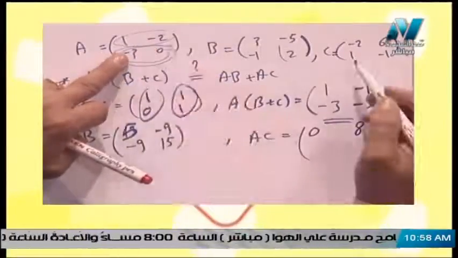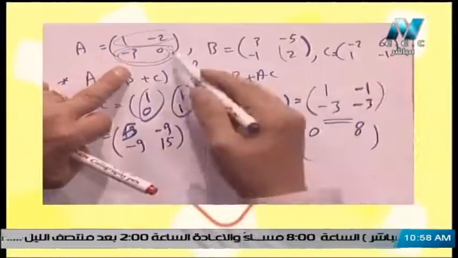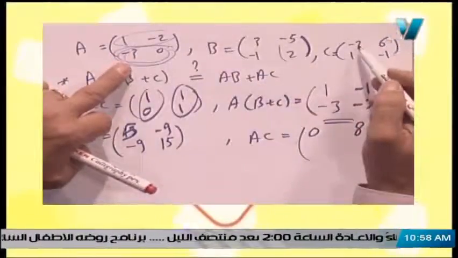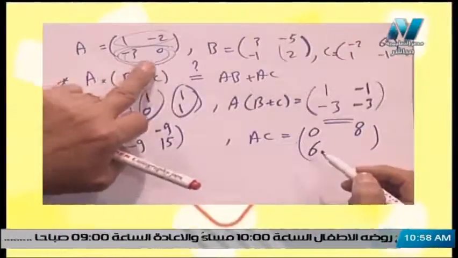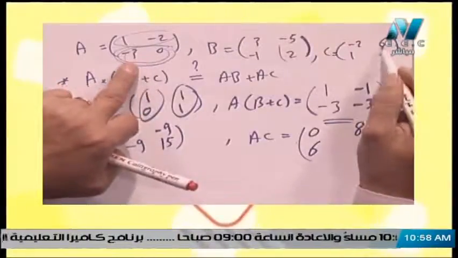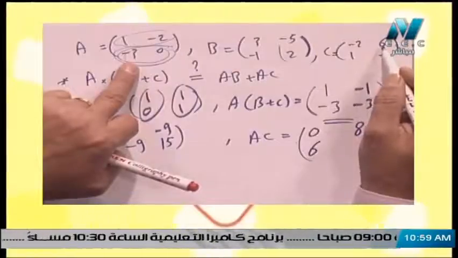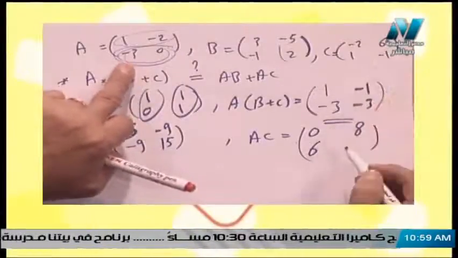This row by this column also. This row by this column: negative 3 times negative 2 equals 6, plus 0 equals 6. And this row by this column: negative 3 times 6 equals negative 18, plus 0 equals negative 18.